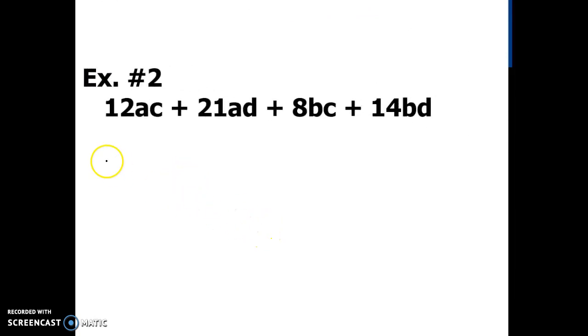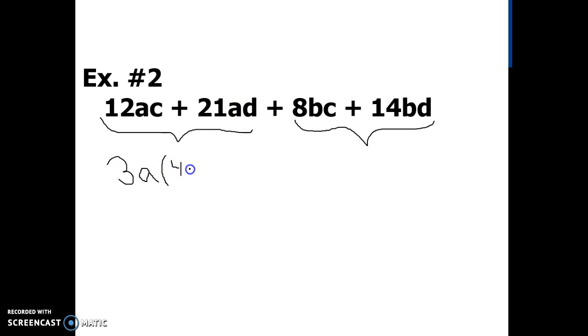Look at this next one. I'm going to do the same thing. I'm going to look at the first 2 terms, and I'm going to look at the second 2 terms, and try to see if there is a GCF that will come out of each of them. Now, if I look at the first 2, I can see that an A is going to come out. In the numbers 12 and 21, the GCF for those is going to be 3. So I'm going to have 3 and A. Now, unfortunately, the other variable parts, the C and the D, don't have anything in common, so I'm just going to have to leave those. So inside the parentheses, I'll be left over with 4C, and I will be left over with 7D.